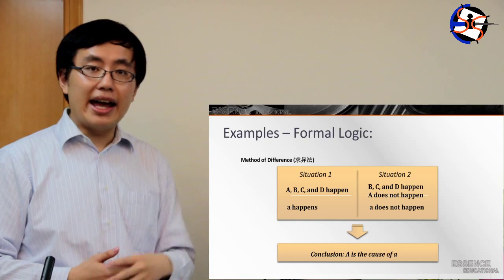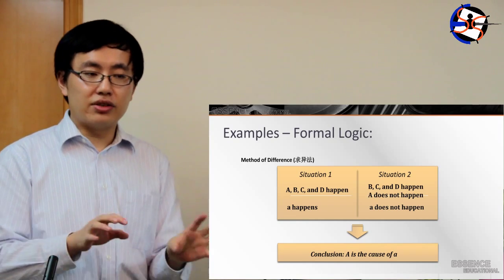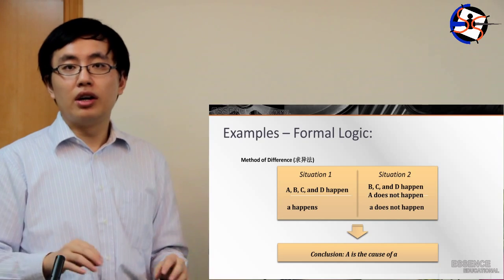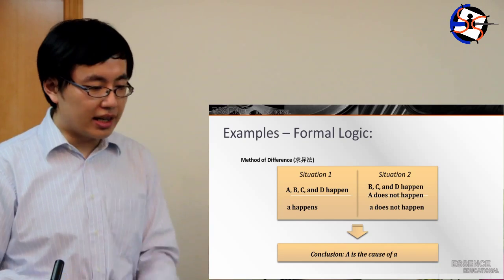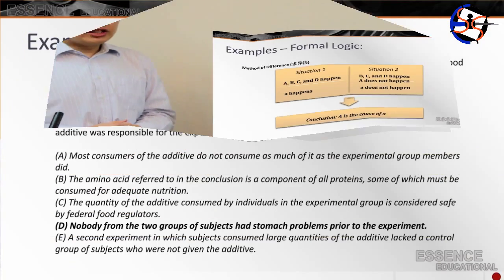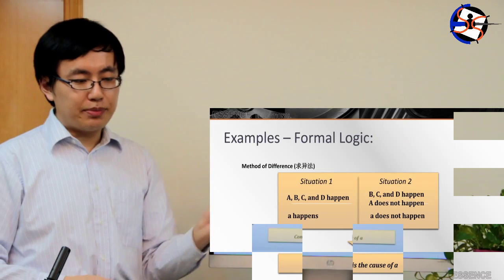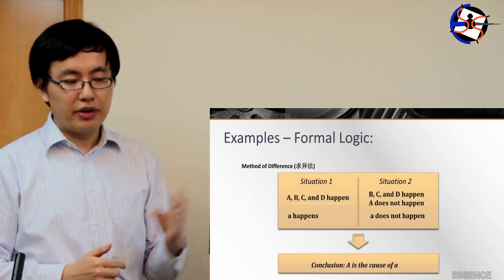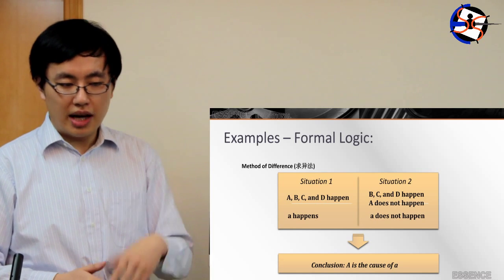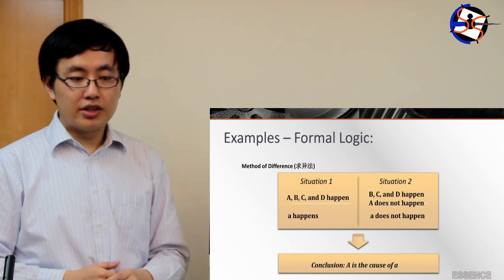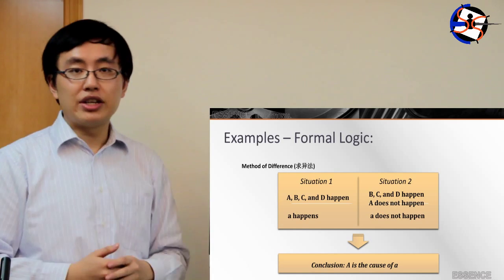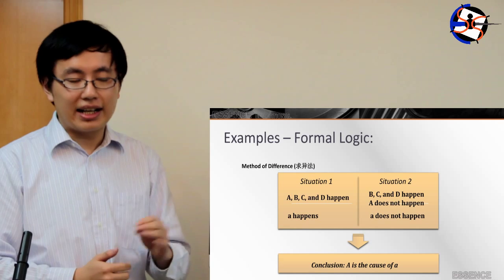for eating the food additive, for the two groups, all the other factors such as age, gender, and so on, should be equivalent. Let's take a look at choice D. Nobody from the two groups of subjects had stomach problems prior to the experiment. So basically, this is to say that in situation 1, the experimental group, none of them had stomach problems before. In situation 2, the control group, none of them had stomach problems before. So the same. So basically, the other factors are the same. So exactly what we talked about.